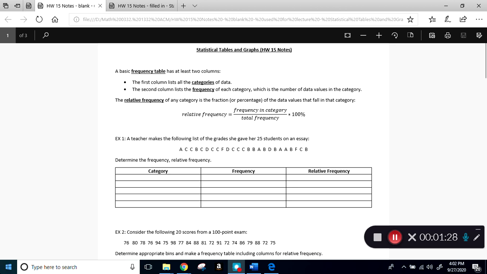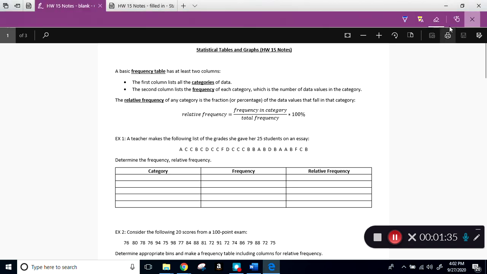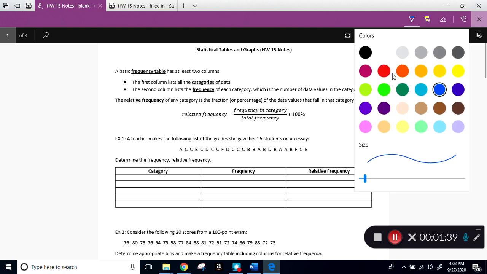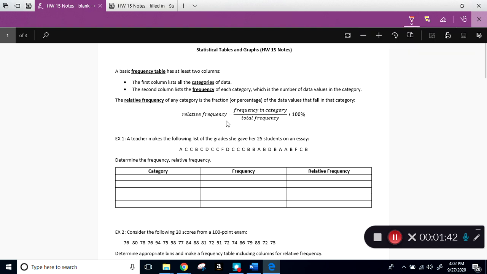What you're going to do is you're going to come up with your categories. And actually, sometimes that's given to you, but in this case, it's pretty obvious. Let me get my pen going. Then we're going to be talking about A, B, C, D, F, because that's all that's listed here. A teacher makes the following list of grades that she gives her 25 students. Sometimes you're given the total amount, sometimes you're not. If you're not, you would have to go in and count this and make sure there's 25 of them.